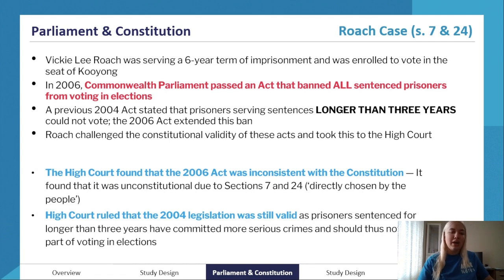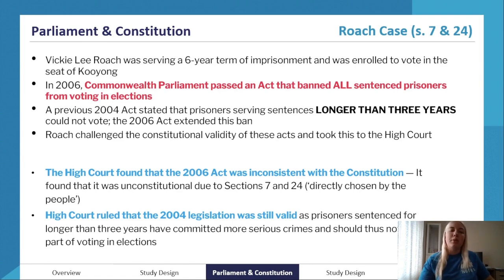So, the High Court actually found that the 2006 Act was inconsistent with the Constitution. It contradicted sections 7 and 24 that describe the Senate and the House of Representatives, because it clearly states in those sections that Parliament must be directly chosen by the people. So to take away people's right to vote and elect members of Parliament is unfair and is unconstitutional. So we can see that constitutional interpretation occurred in this case.